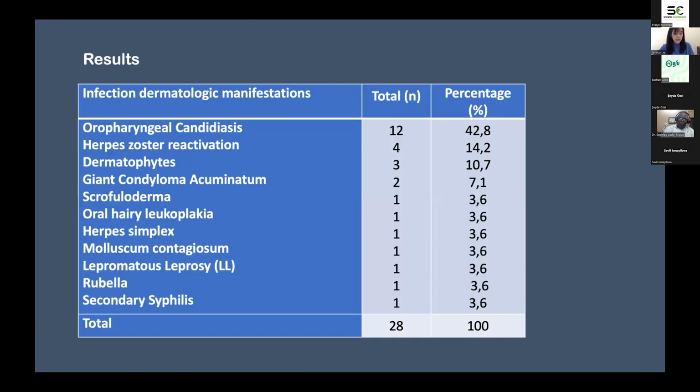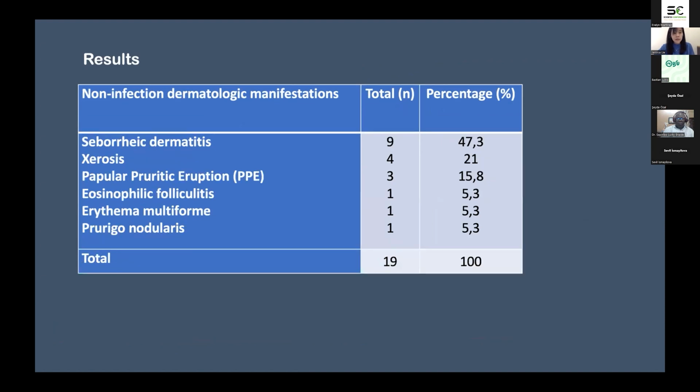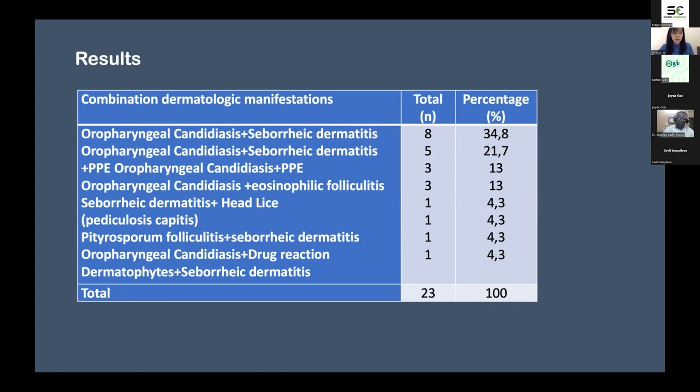These are the list of infection dermatologic manifestation, with the highest being oropharyngeal candidiasis, followed by herpes zoster reactivation and dermatophytes. These are the list of diseases for non-infection dermatologic manifestation, with the highest being seborrheic dermatitis. This is the list of the combination dermatologic manifestation, with the highest case being oropharyngeal candidiasis with seborrheic dermatitis.